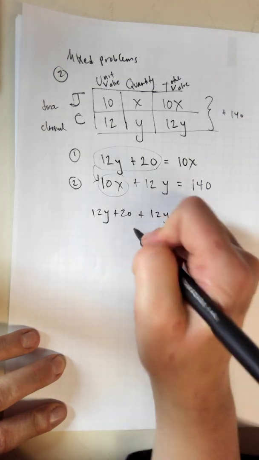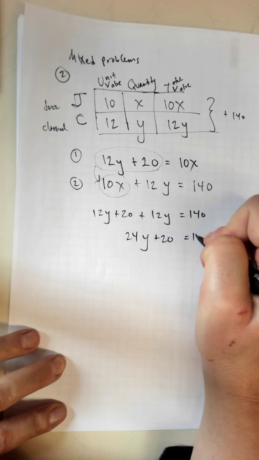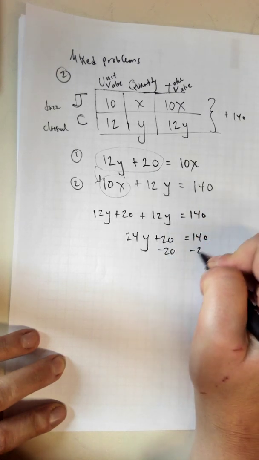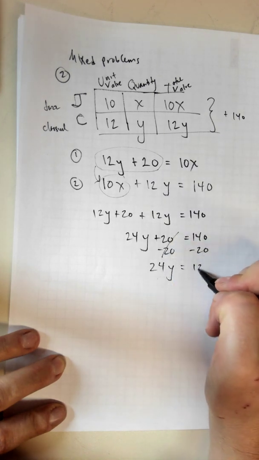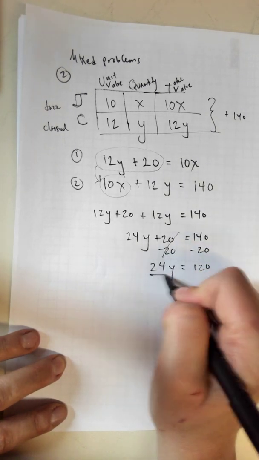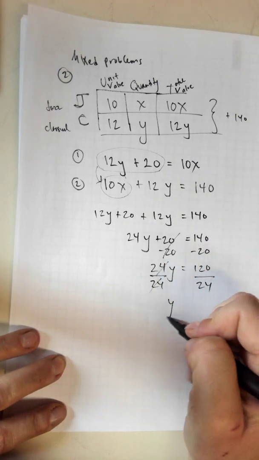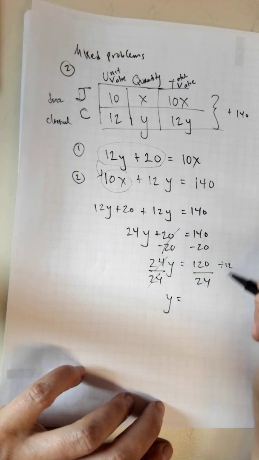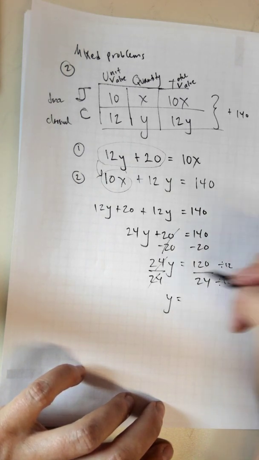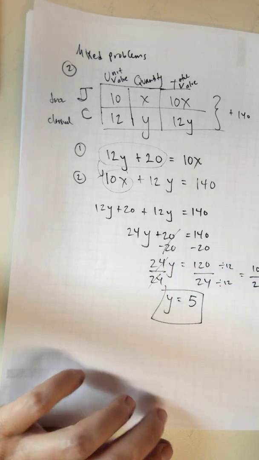12y plus 12y is 24y plus 20 equals 140. We subtract 20 from both sides. We have 24y equals 120. And then we're going to divide by 24. I can simplify. 120 and 24, 12 goes into both of them. So I'm going to divide top and bottom by 12 to reduce. That gives me 10 over 2. 10 divided by 2 is 5. So y equals 5.